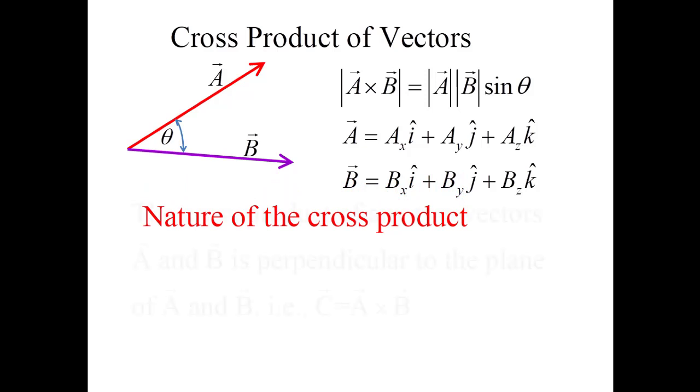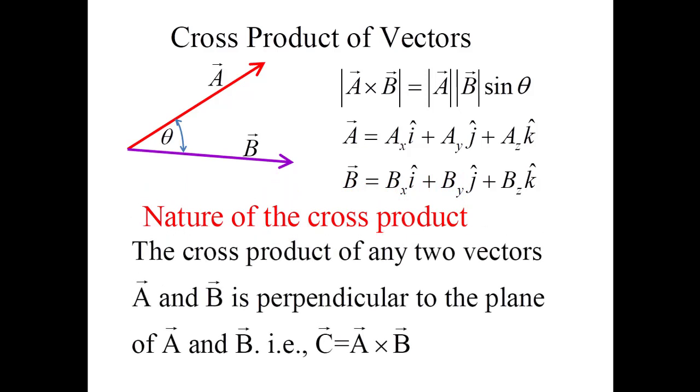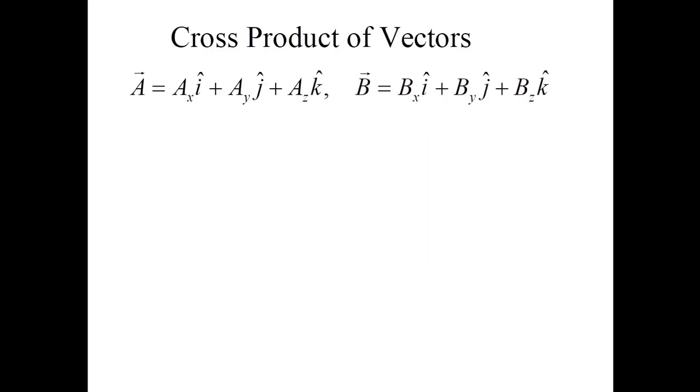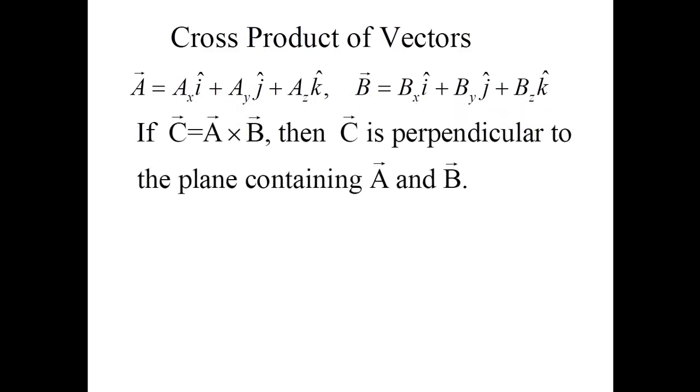The cross product has the nature that if vector C is equal to A cross B, then this vector C is perpendicular to the plane containing both vector A and vector B. So these are the components of the two vectors A and B. The consequence of this is that vector A dot C is equal to 0 and vector B dot C is equal to 0.